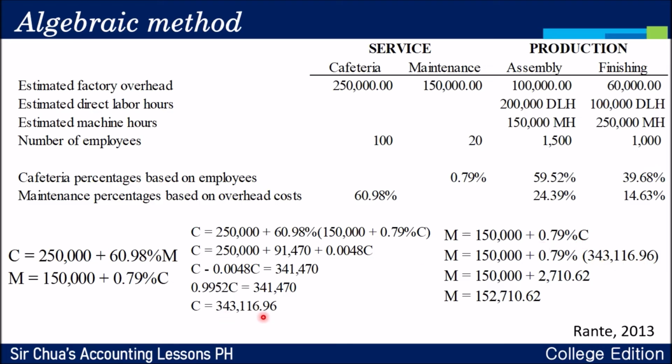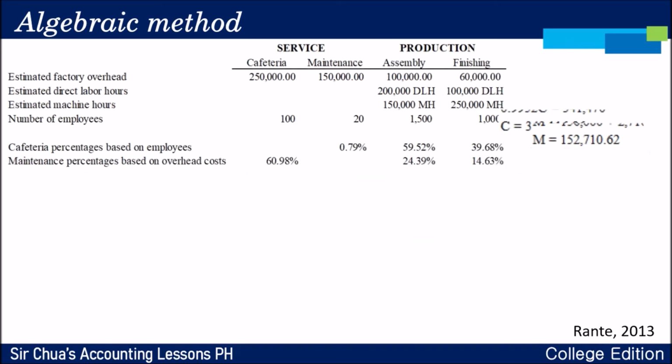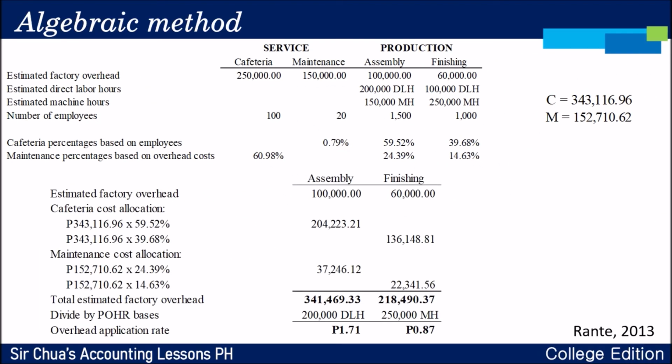Ito po yun. Okay? So, 0.79% of 343,116.96 is 2,710.62. Add it to 150,000. Your total M or maintenance cost to be allocated to assembly and finishing is 152,710.62. So, pareho po si C at si M ay may component na ng M at ng C sa isa't isa bago po natin siya i-allocate. Now that you have your C and your M, we can now allocate them. Ganito lang po ang allocation, madali lang. Okay? So, kung ano po uli yung estimated factory overhead, yun pa rin po ang starting point natin. And let's start with your cafeteria cost allocation.